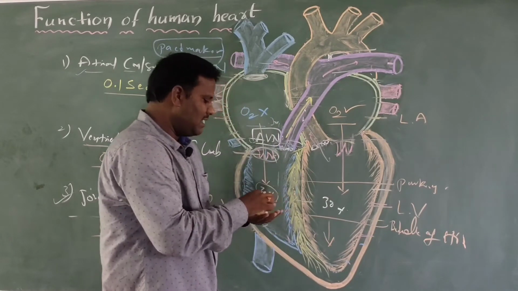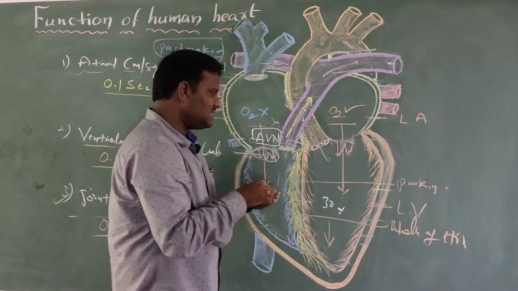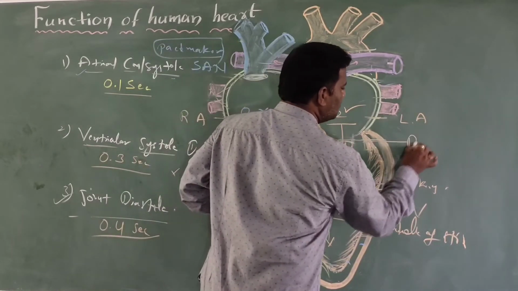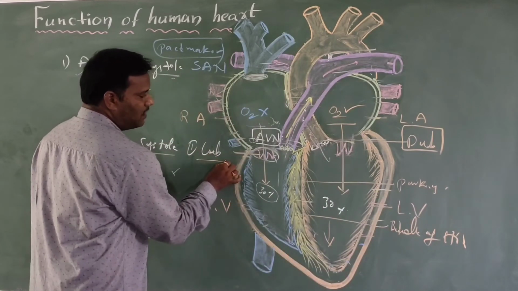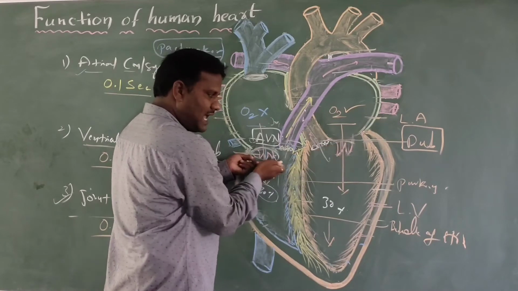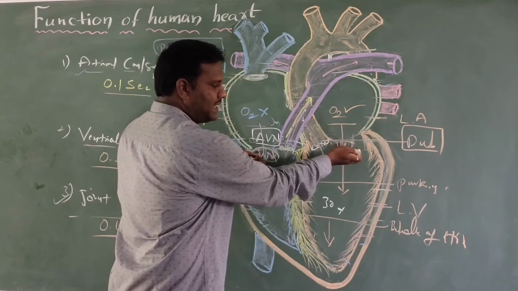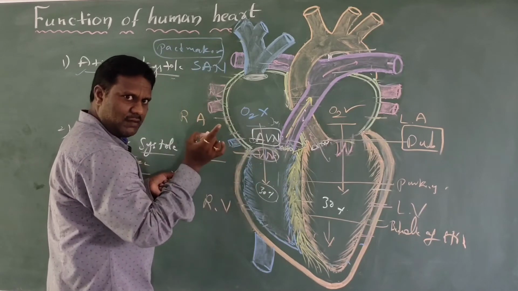So in this way the semilunar valves can be closed, and in this way the second sound, dub, is formed. The first sound, lub, is formed whenever the atrioventricular valves, tricuspid as well as bicuspid, are closed. In that moment the first sound, lub, is formed.